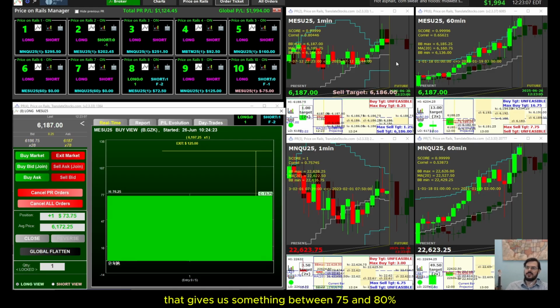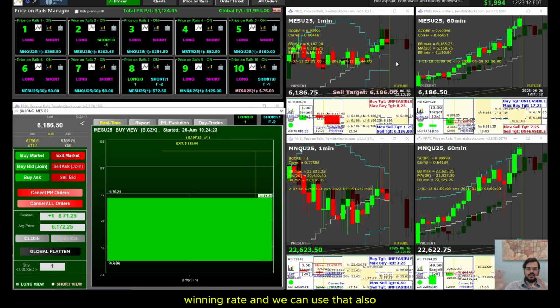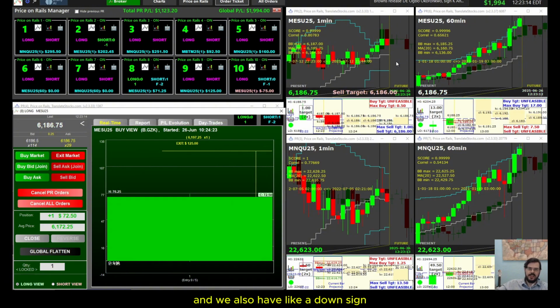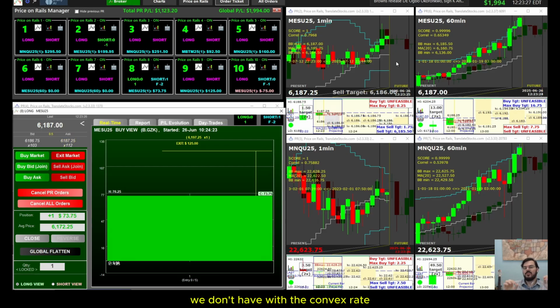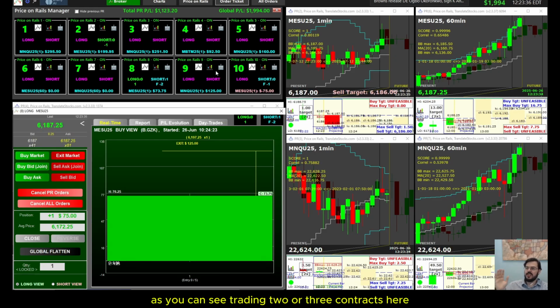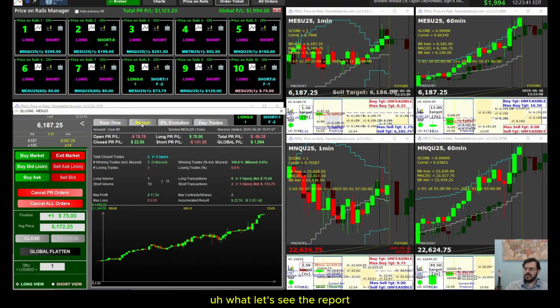That gives us something between 75 and 80% winning rate. And we can use that also. And we also have a downside that's symmetrical with the upper side of the strategies. And this symmetrical and asymmetrical loss we don't have with the convex trade. So the asymmetry is completely biased for the profit part, and the stop loss is minimal. And as you can see, trading 2 or 3 contracts here. But let's see the report.